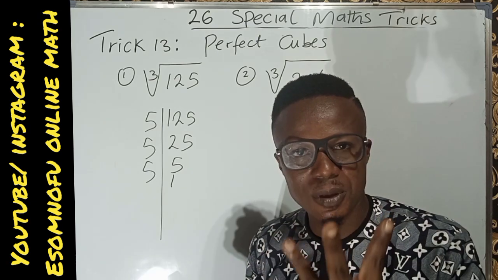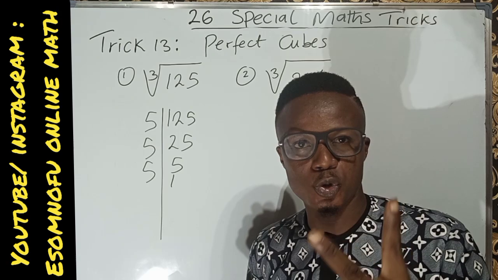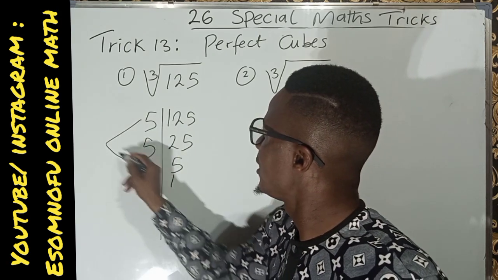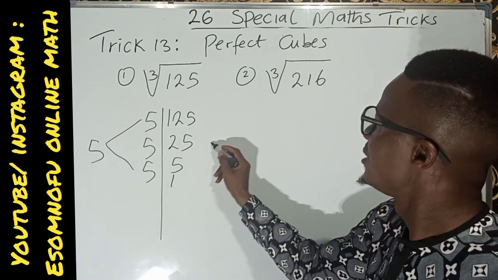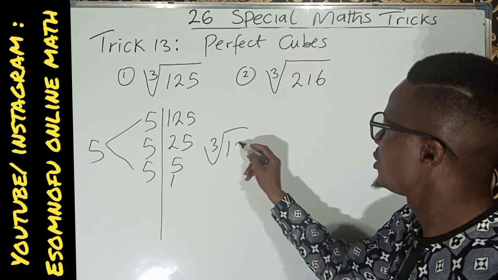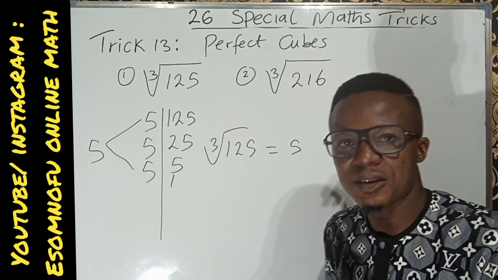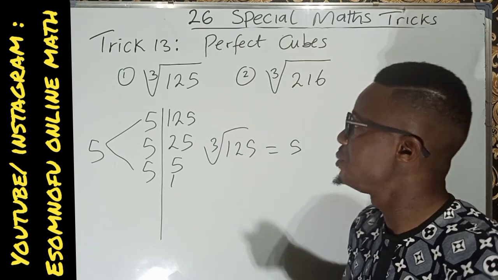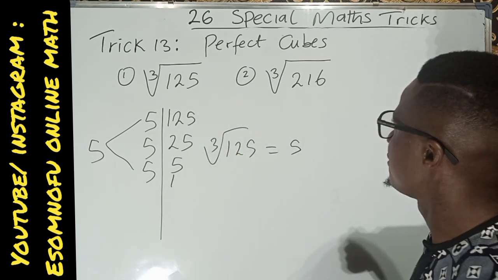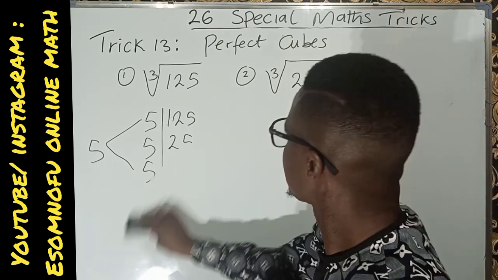Cube root means you group 3, 3. Unlike square root where you group 2, 2. So you group 3, 3 here. The answer is just 5. Hence, cube root of 125 is 5. Because 5 times 5 times 5, 3 times, which is the cube, will give us 125. Let us try this one.